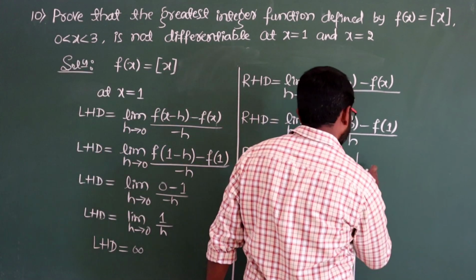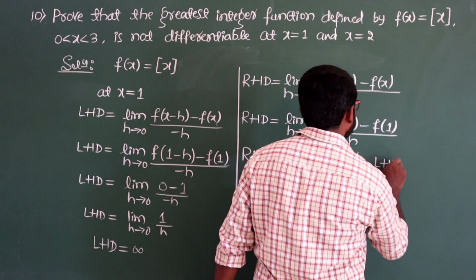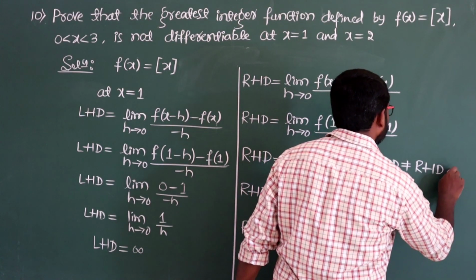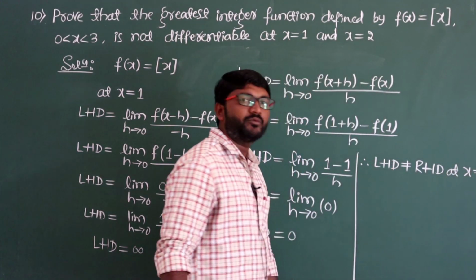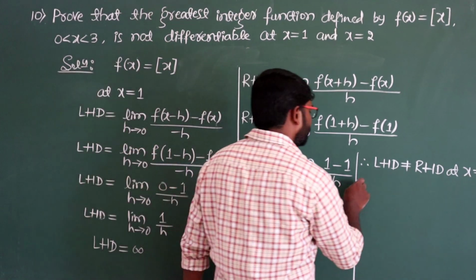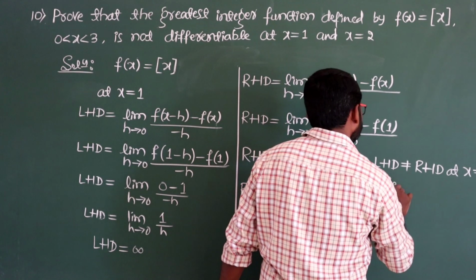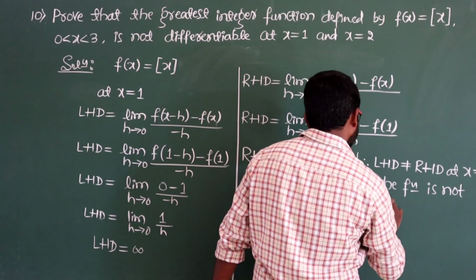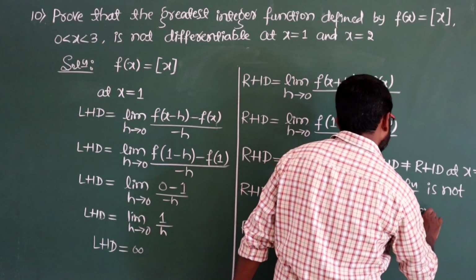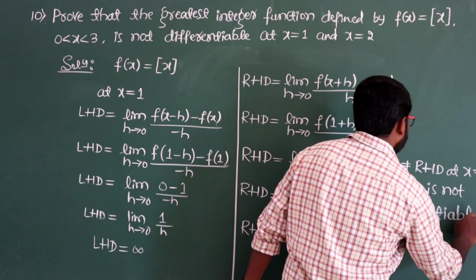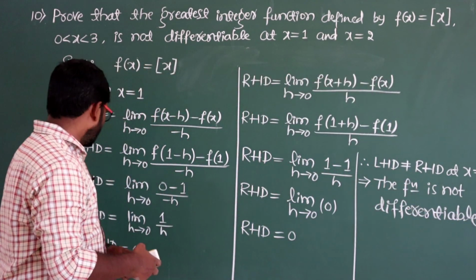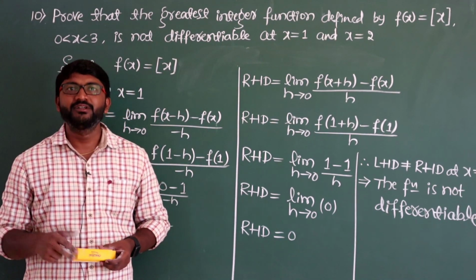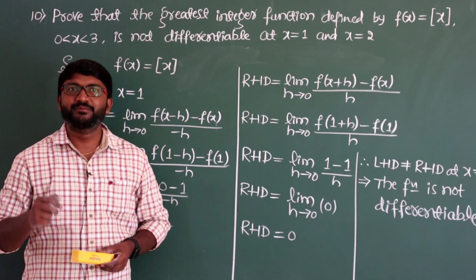Therefore, LHD is not equal to RHD at x equal to 1. Therefore, the function is not differentiable. Similarly, you will have to try for x equal to 2. With this, we have completed question number 10 as well as exercise 5.2. So note this down, and we'll continue with the remaining concepts in the next class.